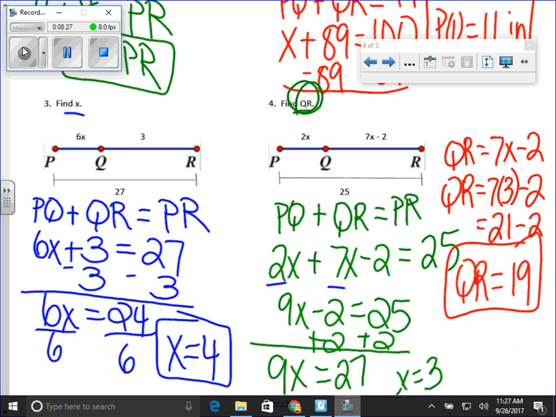Okay? So be careful to make sure you are completely answering the question because I will put 3 as an answer choice and I will put 19 as an answer choice. You got to make sure you're answering the question carefully.